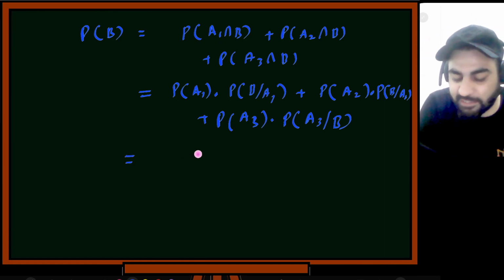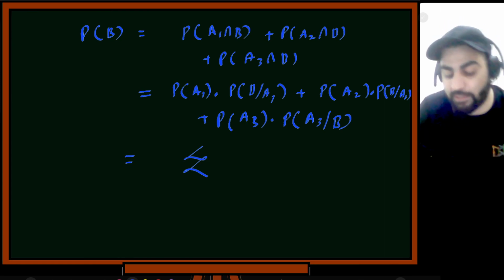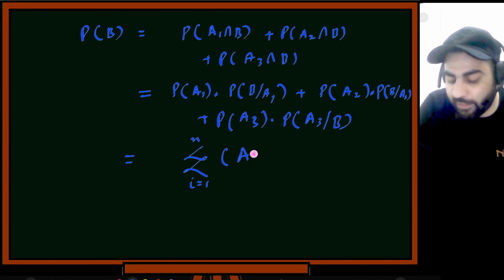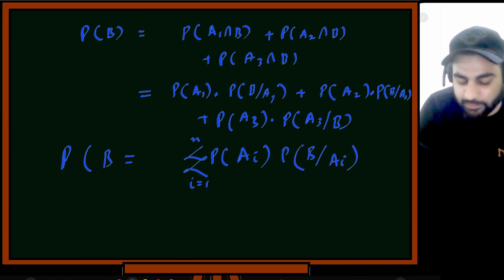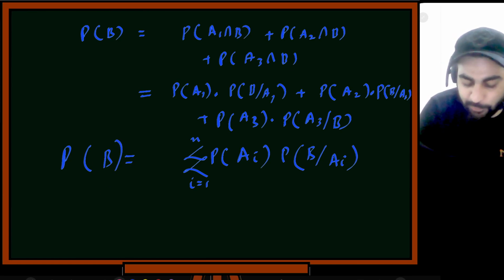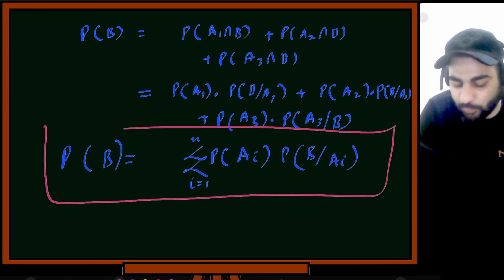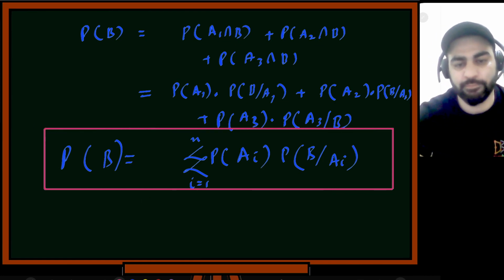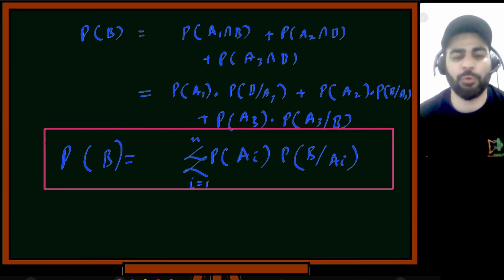If I write it in a succinct way, I can write it for n events. If I have n exhaustive events, I'll write it as summation of i goes from 1 to n, probability of Ai multiplied by probability of B given Ai happened. So this is my probability of B. This piece of math is called the total probability theorem. So how many of you understood this?